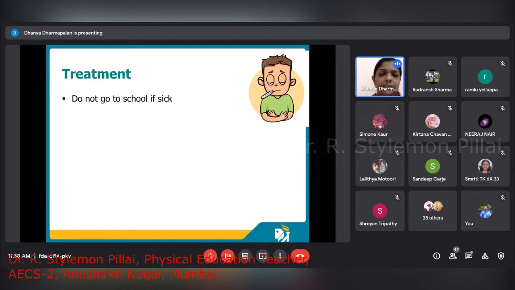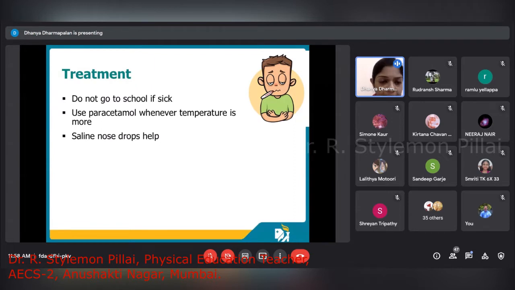What do you do when you are down with fever, cough, cold? It is advisable to stay home if you are sick. Your mom and dad will give you paracetamol, a fever medicine to bring down the fever. They may put saline drops into the nose to relieve the nose block, or give some cold and cough syrup, and ask you to drink a lot of fluids. You stay home for a few days, and you get better.